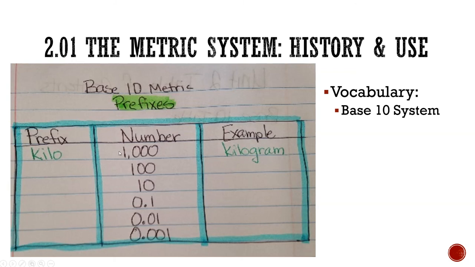I gave you the numbers. So when we talk about something that's in 1,000, we have the prefix kilo that we use. So for example, if you're talking about 1,000 grams, we call that a kilogram. And then I'd like you to fill in the 100, the 10. We skipped over the 1 and the 0 because those are a little bit more common sense. And then 1/10, 100th, and 1,000th.